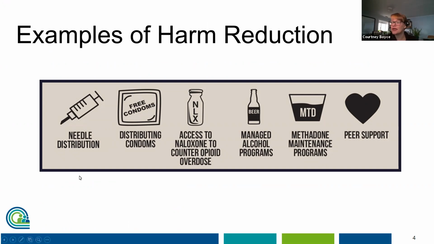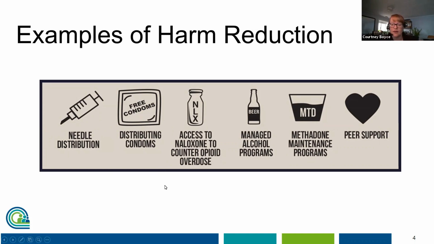So the first one is needle distribution, and that includes the distribution of sterile syringes and supplies, and that helps reduce the harms associated with IV drug use. That could be endocarditis, a bacterial infection, that could be wound care, that could be just the overdose risk potential associated with IV drug use in general, and that could also be the transmission of bloodborne pathogen diseases.